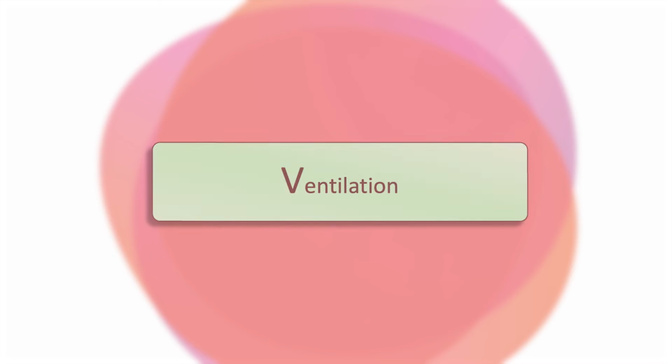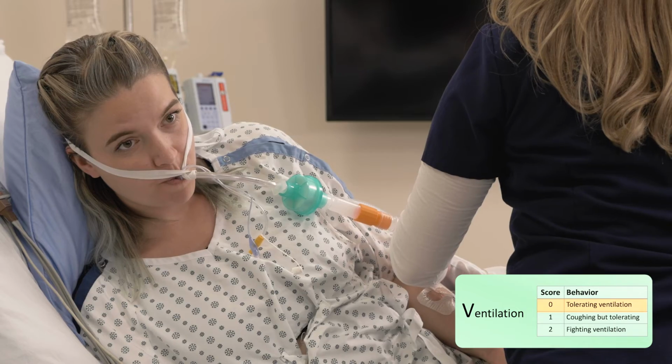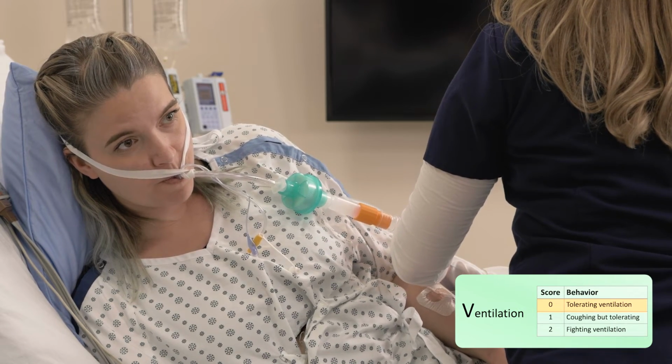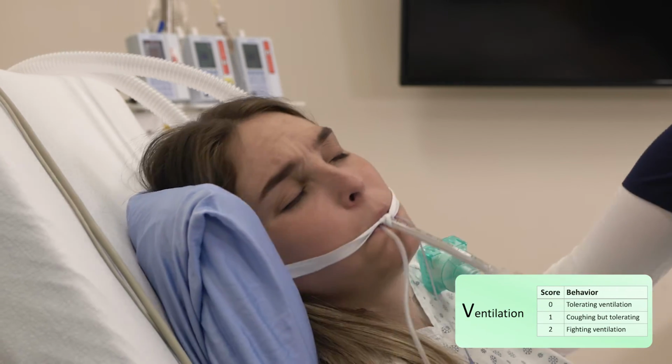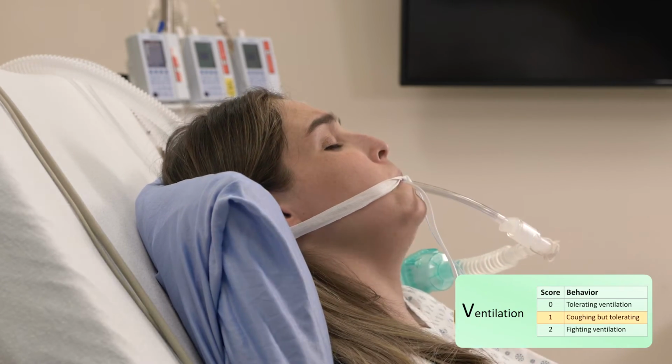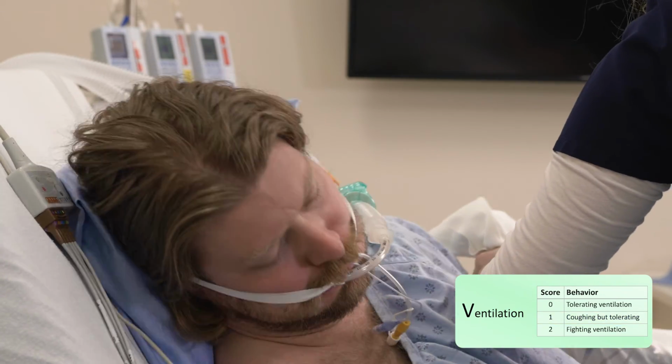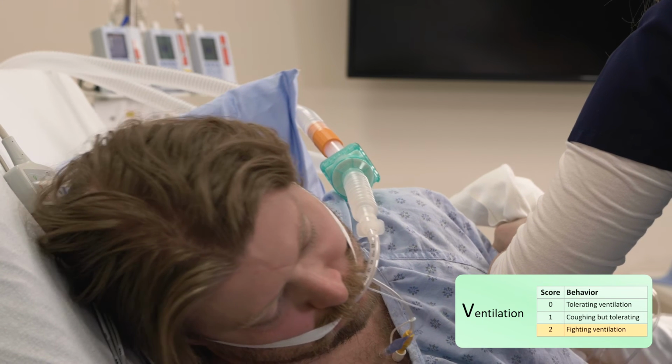In patients who are intubated, observe the patient's breathing and listen for ventilator alarms. A patient who tolerates ventilation receives a score of 0. Some coughing or ventilator alarm activation receives a score of 1. A patient who is asynchronous with the ventilator receives a score of 2.